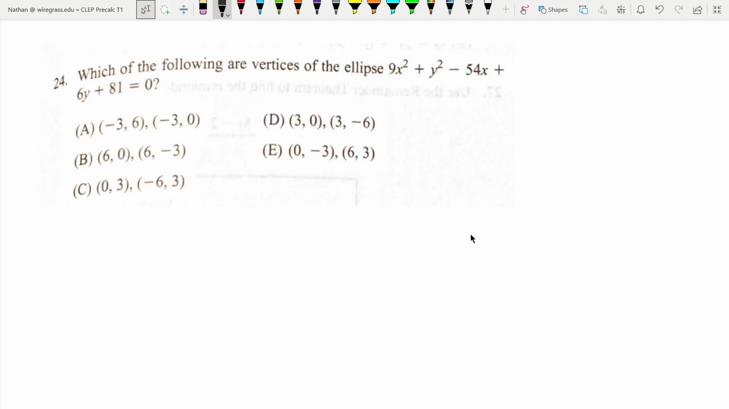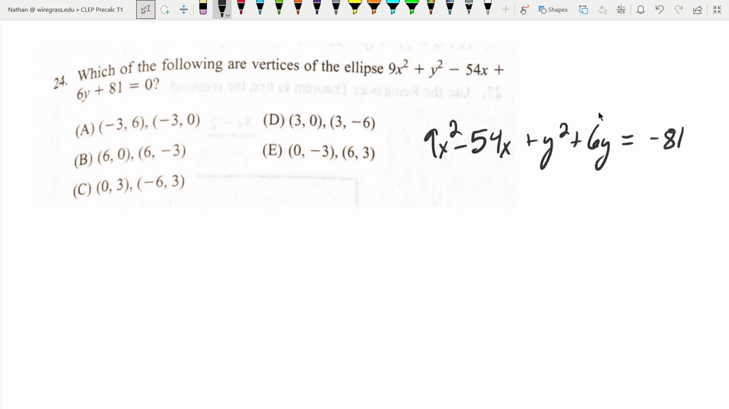To find the vertices of the ellipse, we have to know how far apart the edges of the ellipse are along the major axis. To do that, all we need to do is complete the square for both x and y. I'm going to rearrange this slightly so that both can be solved quickly by completing the square. I'm going to subtract the 81 over to the other side.